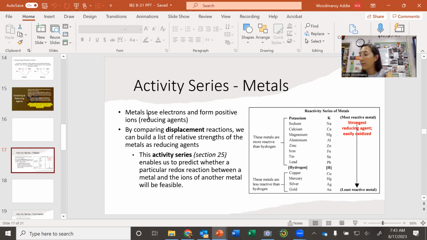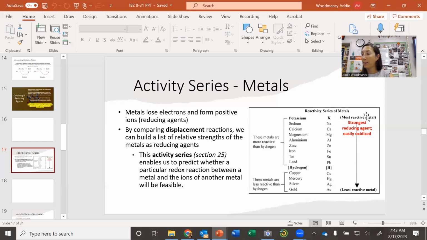So this is an activity series of metals. And remember, metals are the ones that lose electrons and form positive ions. So because they're becoming positive, they're the ones that are undergoing oxidation and therefore are reducing agents.